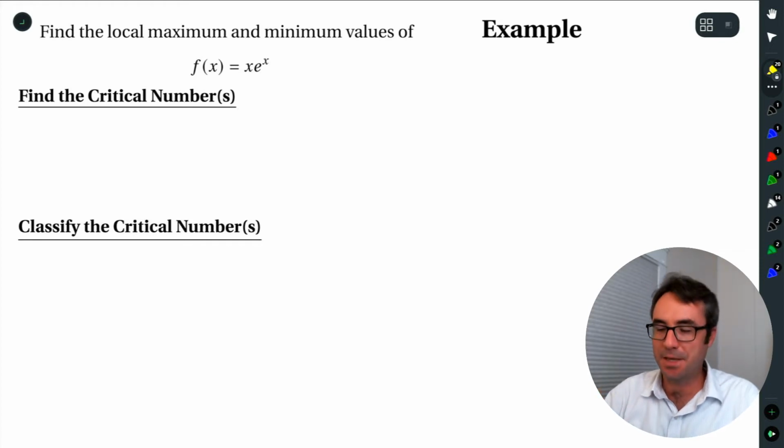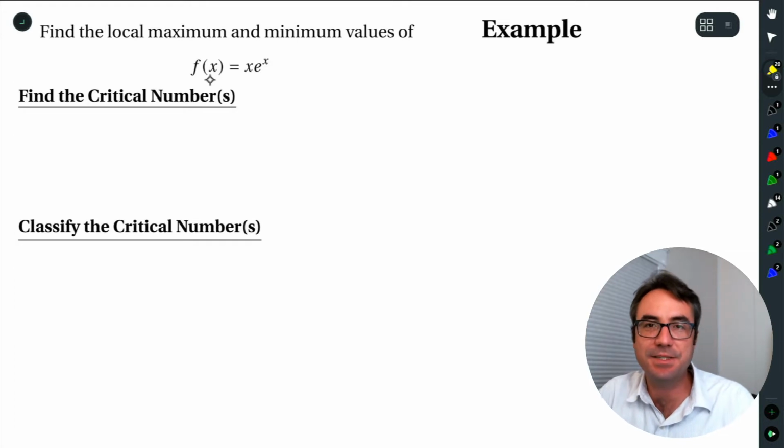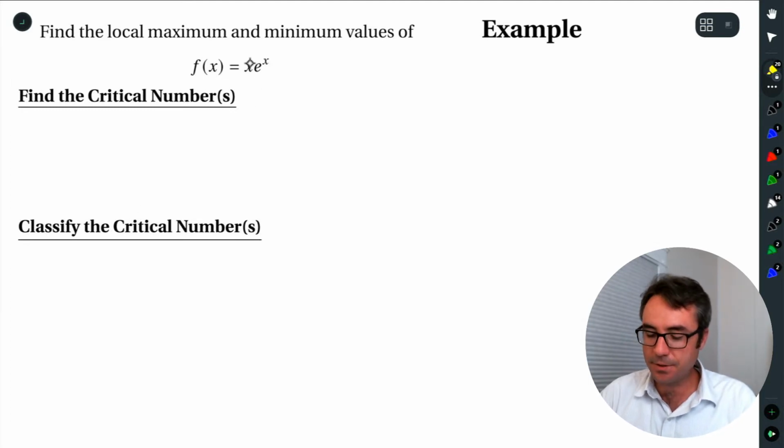Let's look at this one. We're going to find the local maximum and minimum values of the function f of x equal to x times e to the x. We're going to go through, find the critical numbers, and then we're going to classify those critical numbers. So, how do we find the critical numbers?